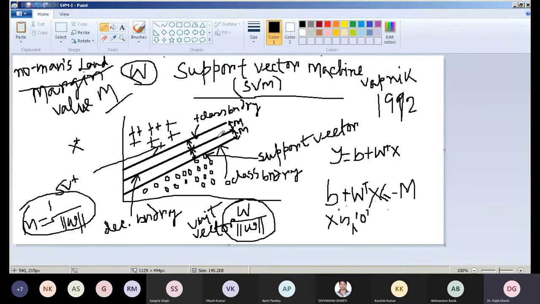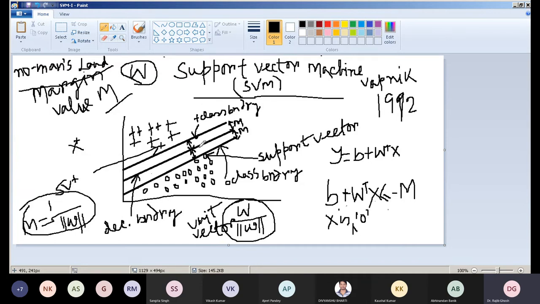You see, W transpose X plus B. Here, Y is equal to W transpose X plus B. This is the equation here. That means here, B plus W transpose X will be 0. Because we have seen earlier in the linear discriminant function also, if the Y value is 0, that means B plus W transpose X is 0, the sample, that means the feature vector capital X, will lie exactly on the decision boundary.